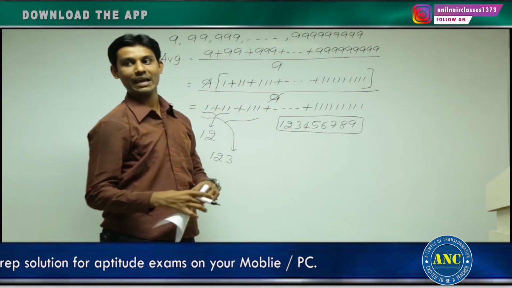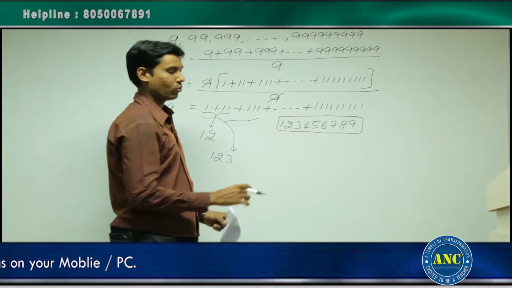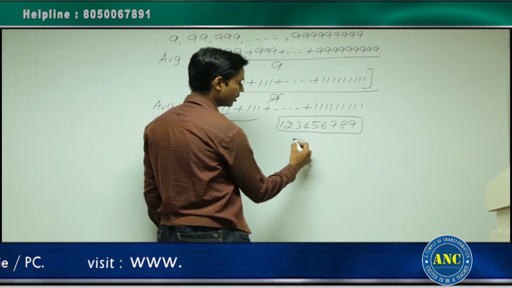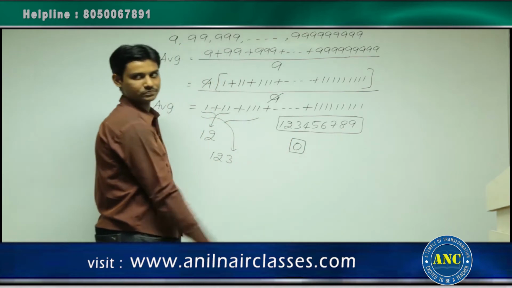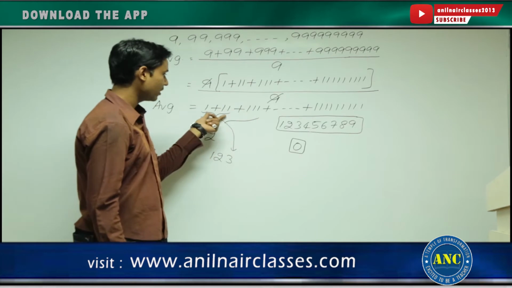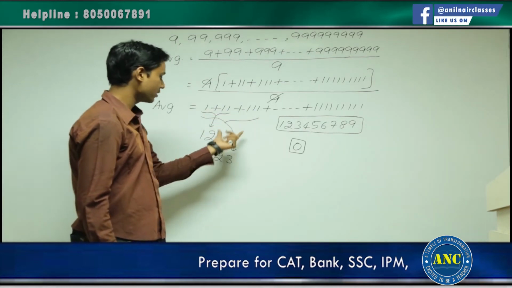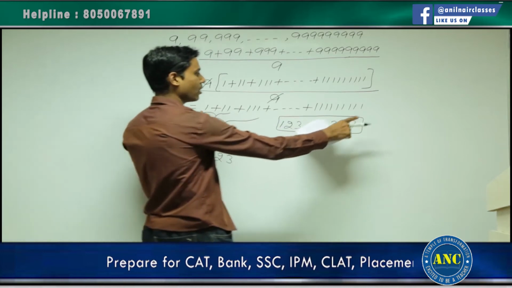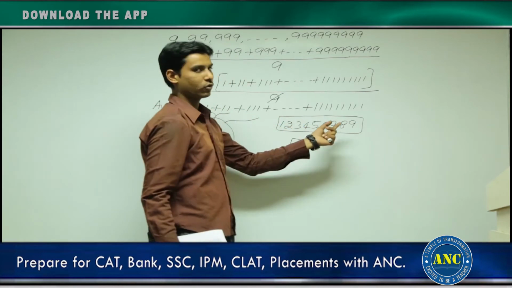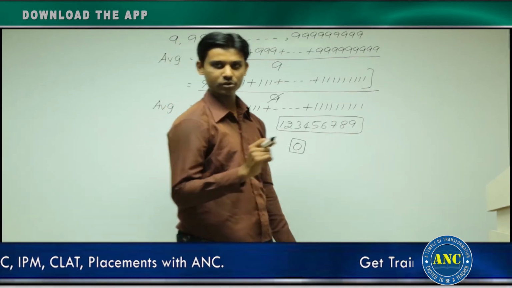The question is not asking for the average. The question is asking which is the missing digit in the average. Which digit is missing here? 0 is missing. The answer for this question is 0. Clear with the approach? Please do not add all these things and waste your time. Find out a pattern. The sum of the first two terms is 12, the sum of the first three terms is 123. Similarly, the sum of the first 9 terms should be 123456789. Which digit is missing? 0 is missing. Clear with the approach? Please write it down.